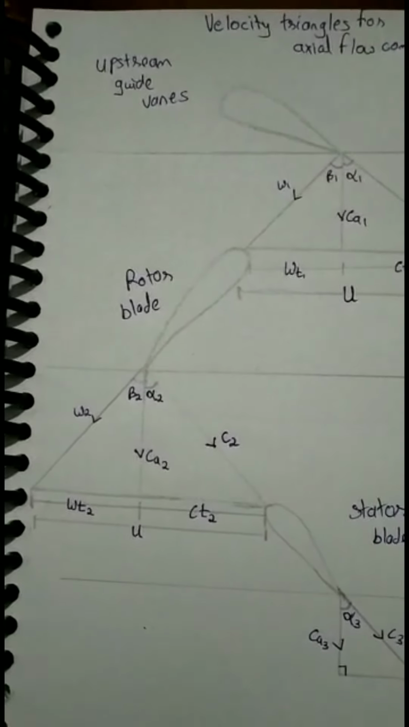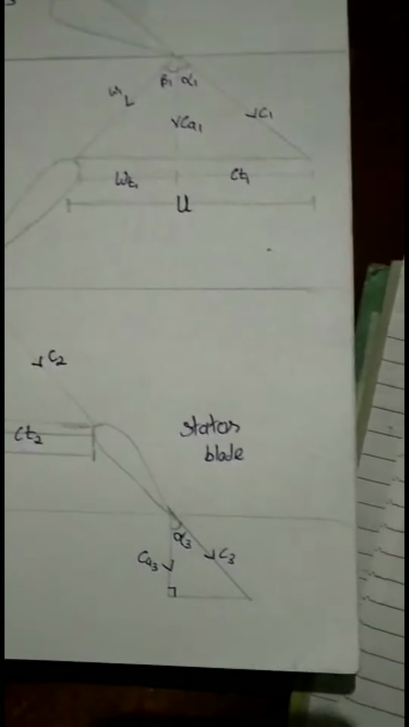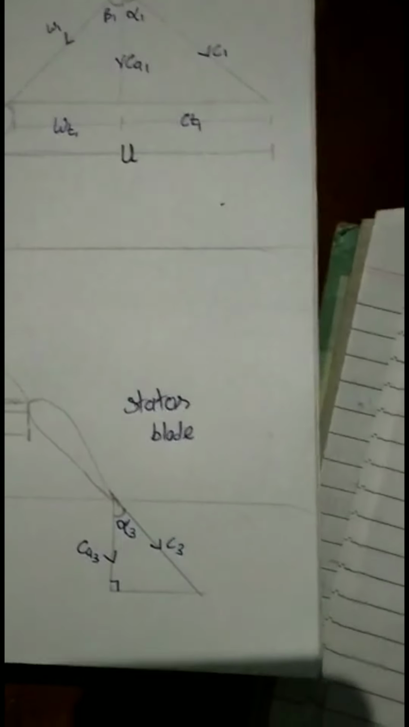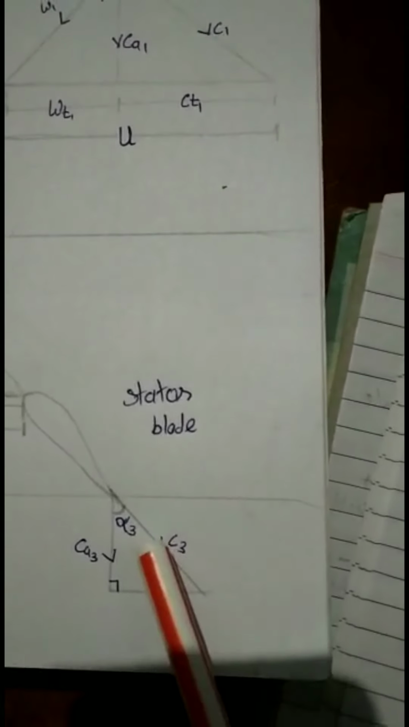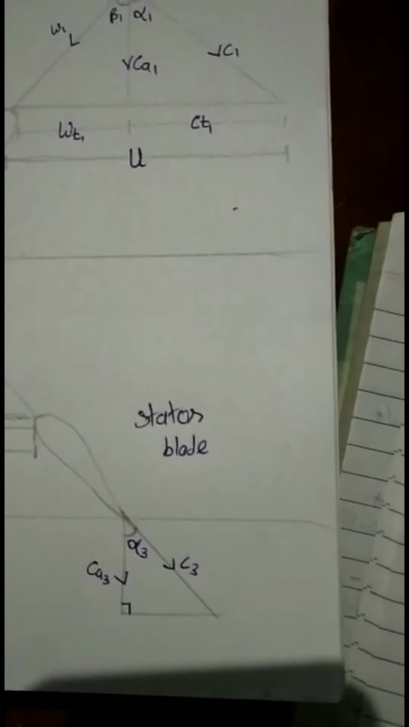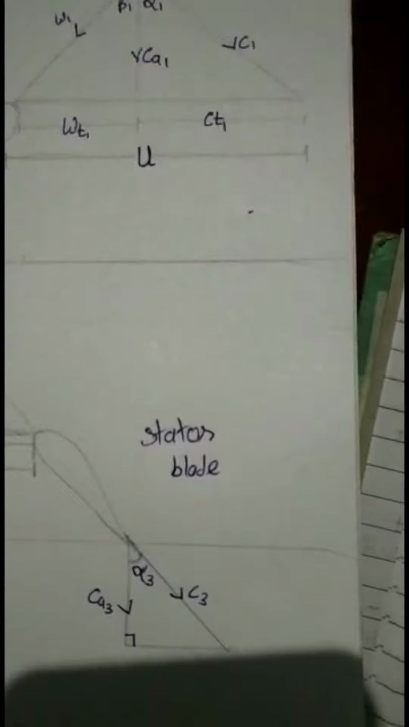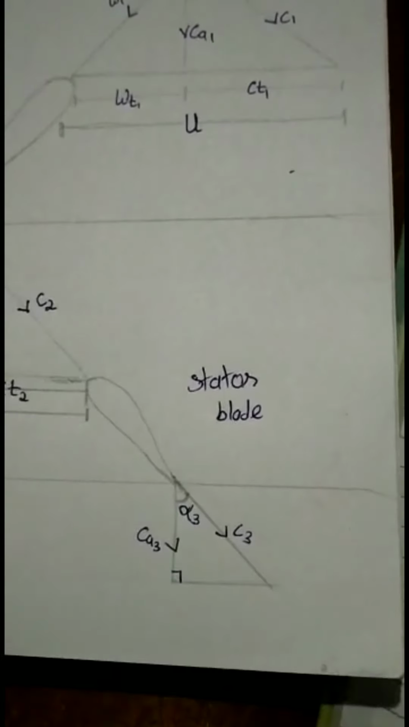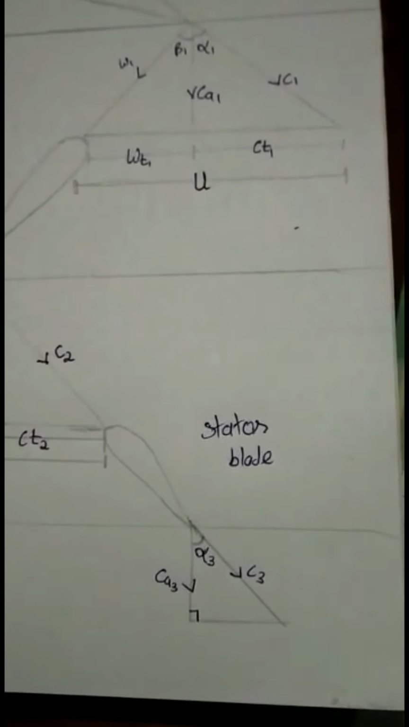Now coming to the stator blade, the air exiting the rotor blades has velocity C3 and it makes the angle alpha 3. As you can see, there is no blade here, but in case there is a second stage below it, which has a stator and a rotor blade, then its velocity angle would be the same as the previous one, as drawn over here in the diagram.